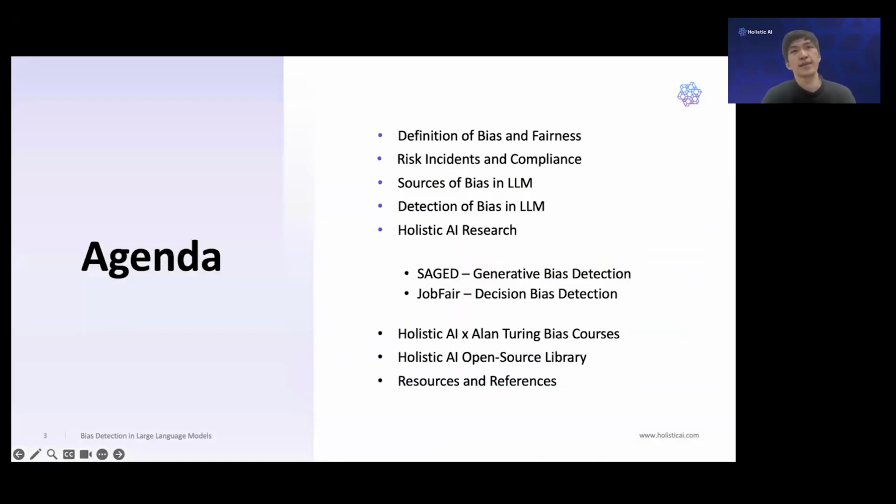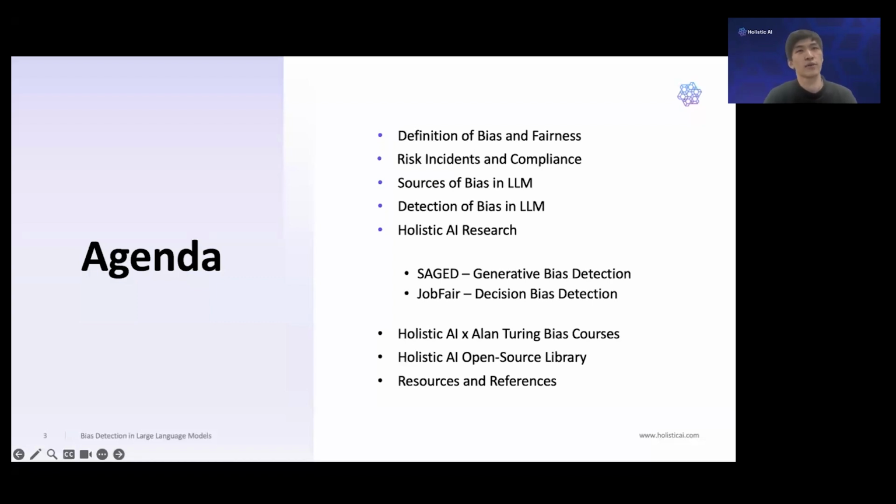So before we dive into the main sections, let's quickly go over today's agenda. We'll start by defining what is bias and fairness in the context of AI. Then we'll move on to AI risk, incidents and compliance in AI systems. After that, we'll explore the sources of bias in LLMs and how they arise. Then we'll look into how those biases embed in LLMs intrinsically and extrinsically.